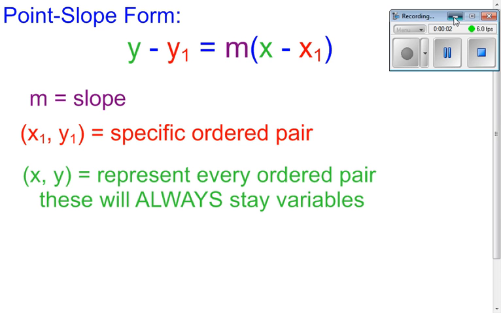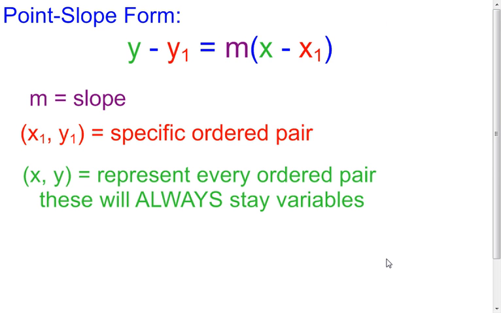All right, we are now going to look at a different form of linear equations, which is the point-slope form. You use the point-slope form when you know the slope and you know at least one coordinate on the graph or on the line. The equation for point-slope form is y minus y1 equals m times x minus x1.